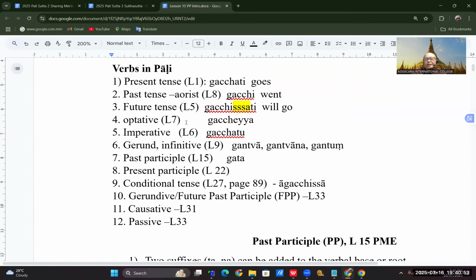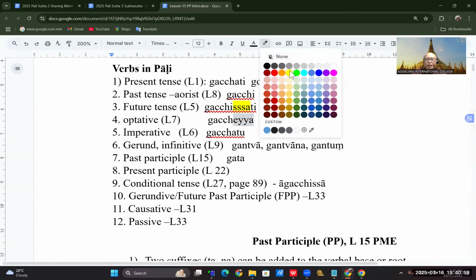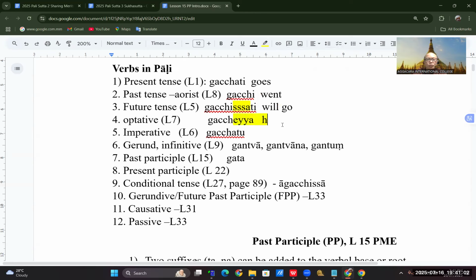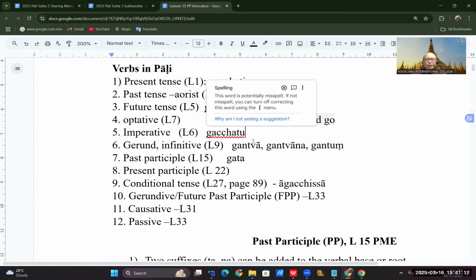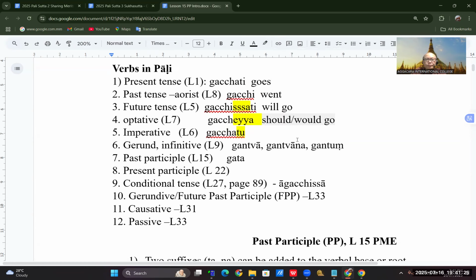Then the optative is lesson 7, with the ending eyya. You always see eyya, or with a short a. So this will be 'should' or 'would go'. It's actually like English. How do we call it? I think they call it modal words, like 'may' or whatever modal word. Now when you see tu or ntu, for example sukhī hotu, hontu, this translates as 'may he go' or 'let him go'.